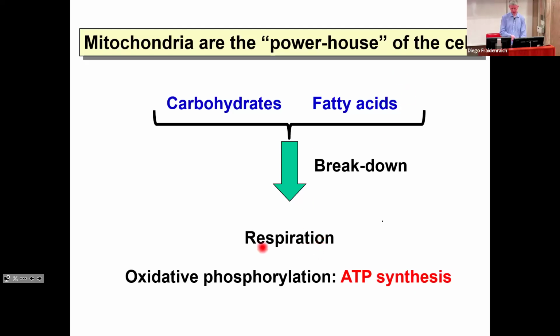In mitochondria, we have respiration. That's basically to transport electrons. I will come to this in a minute, but respiration is coupled with oxidative phosphorylation, a process that produces the ATP. And these two, respiration and phosphorylation, are coupled to each other.